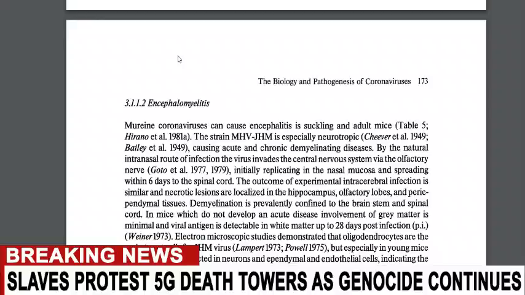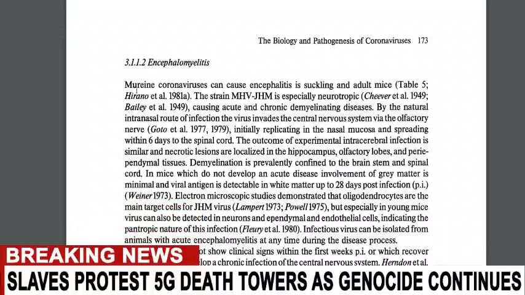Here they're talking about encephalomyelitis. Let's just call it encephalomyelitis. Murine coronaviruses can cause encephalitis in infant and adult mice. This is what we're finding with all coronaviruses. I mean, this is the mouse, the murine type, but they're all pretty much the same kind of pathology. They just gobble up the cells that they love the most.